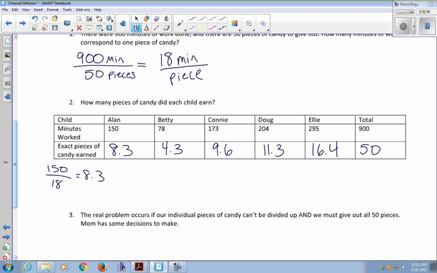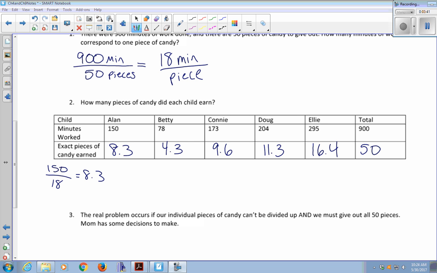And when I add up the pieces of candy that I gave to the kids, 8.3 plus 4.3 plus 9.6 plus 11.3 plus 16.4, you get 49.9. Doesn't quite come out to 50 because I rounded a little bit as I was writing those numbers down. So the real problem occurs. What makes this a difficult problem to solve is that if your individual pieces of candy can't be divided into pieces, and you have to give out all 50 pieces, Mom has some decisions to make.